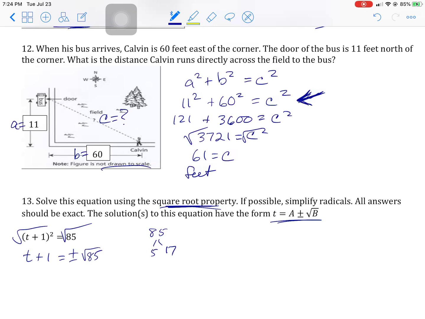So my final answer needs to be in this form over here. So let's move the 1 over. So t equals negative 1 plus or minus the square root of 85. Okay, that's it for this page.